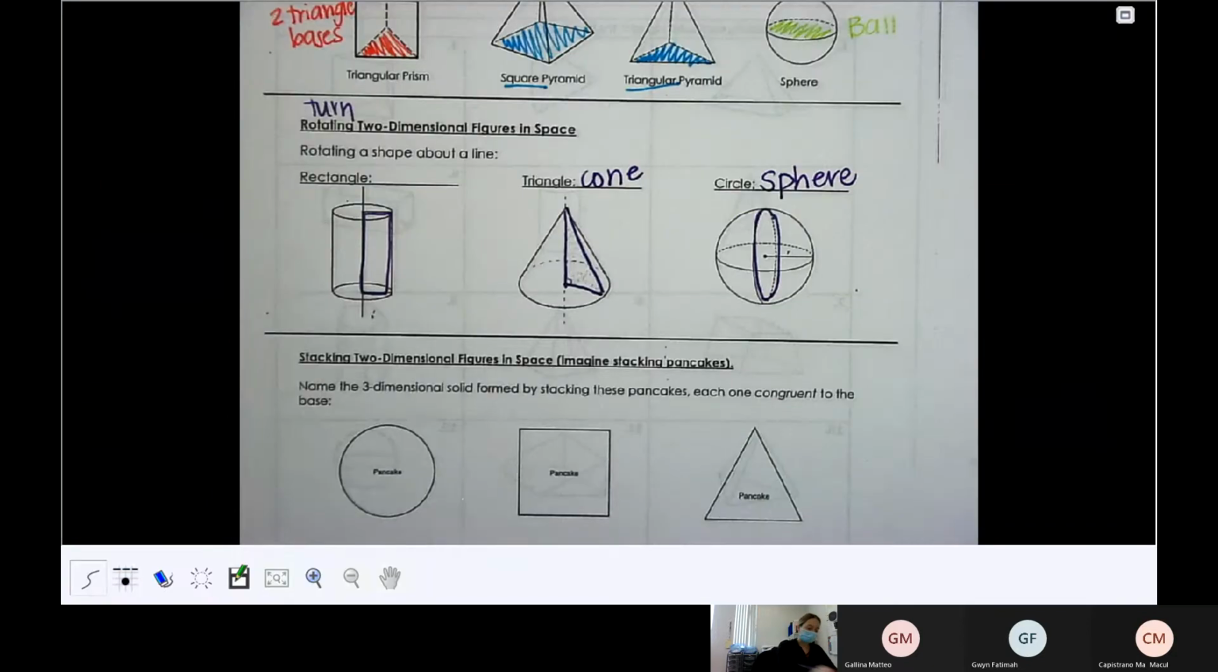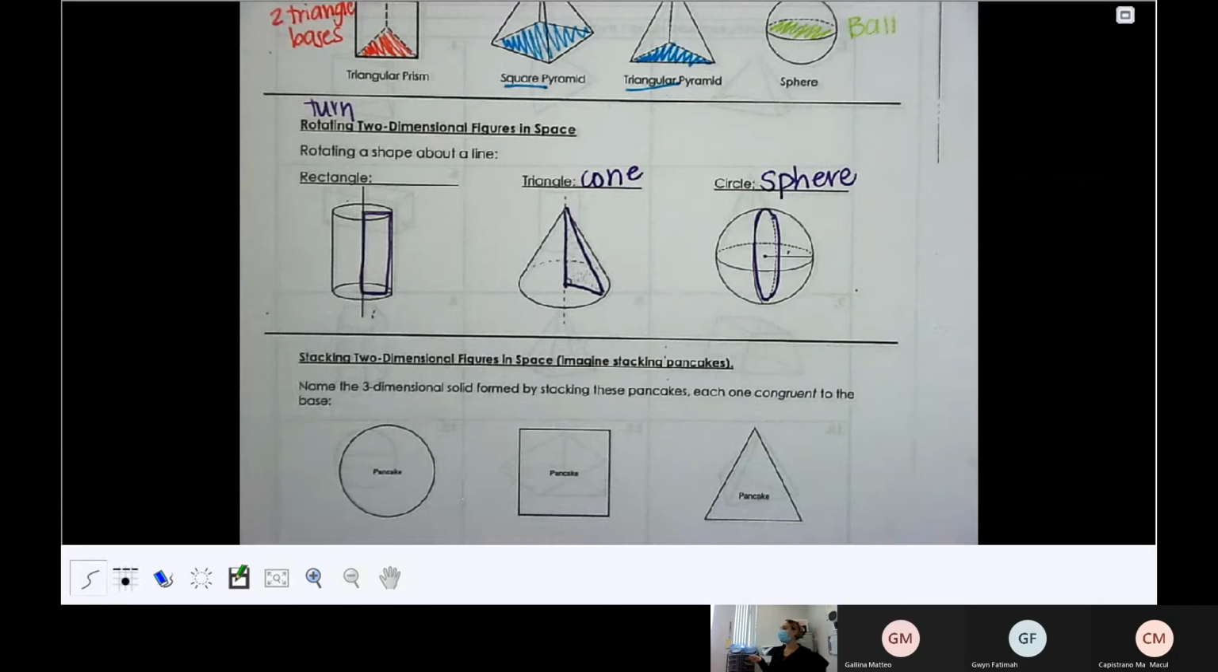Okay, cylinder. So by rotating a 2D shape fast enough, I can make a 3D shape. All right, are there questions on those three? Do we feel okay? Yeah? All right, now, last part we're going to do here is stacking 2D figures.